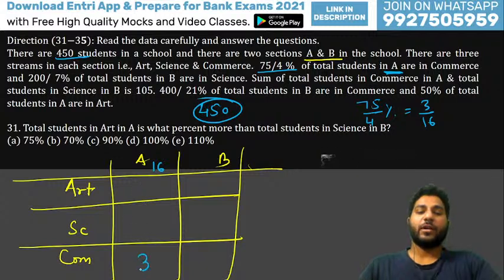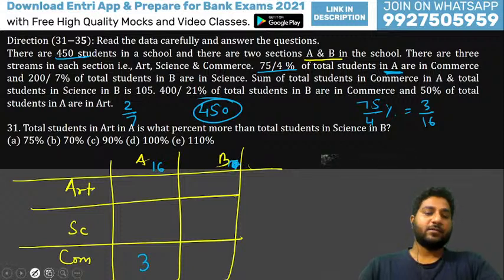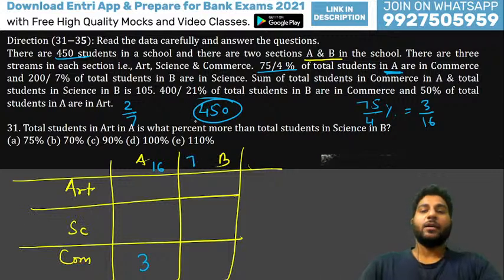Okay, so look at this, 3. All right, 200 by 7%, that means 2 by 7 of total students in B. So if total students in B will be 7, let's write it here. Use the ratio method and it will become easier. 7 ratio. Out of 7 ratio, 2 ratio in section B will be in science stream.